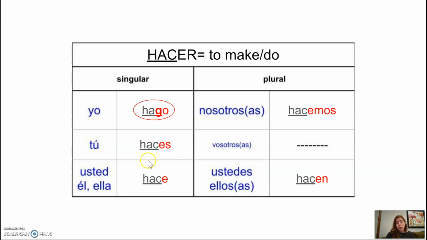Then for the rest of the verb forms, you'll use it like you would another ER verb. Tú haces, usted, él, ella hace, nosotros, nosotras hacemos, ustedes, ellos, ellas hacen. So that is the small difference that we have with the verb hacer, and we will want to be able to use that verb now from here on out as well.